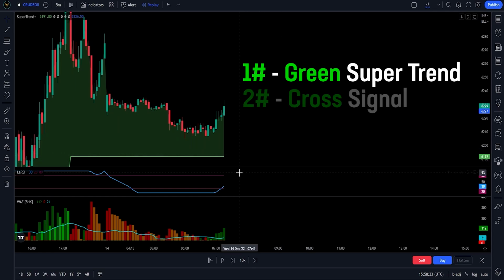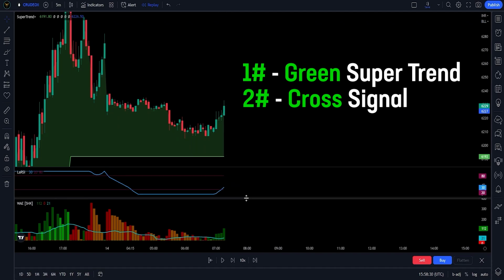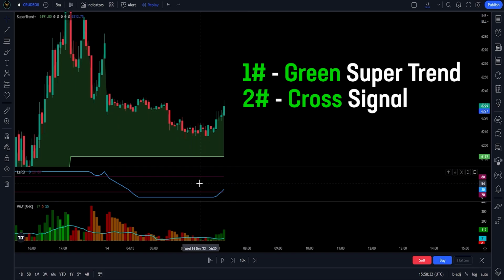Rule number 2, our Laguerre RSI line must cross this 20 level line from the bottom. Our second condition is met as well, and we received a cross signal thanks to our Laguerre RSI indicator.